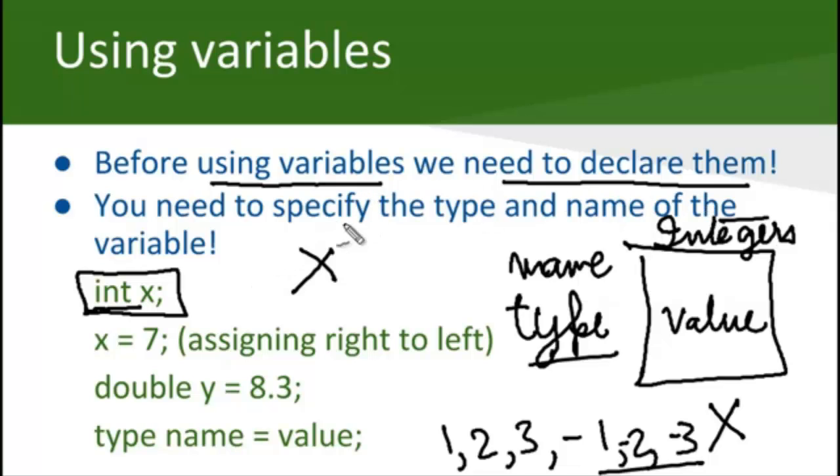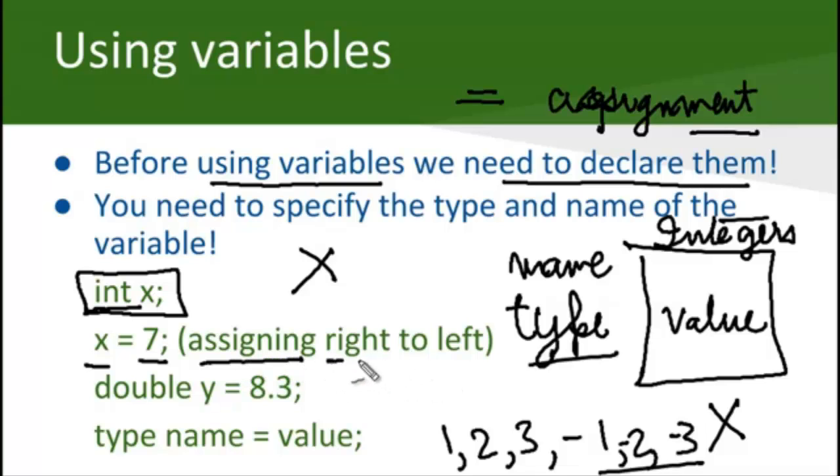Now once we have declared the variable, we can assign something to the variable. Now we want to assign the integer 7 to the variable. Then we do x = 7. Now understand, this equal to here is the assignment operator. This is not the equal to operator which says that left is equal to right. This is the assignment operator which assigns what is there in the right to the left.